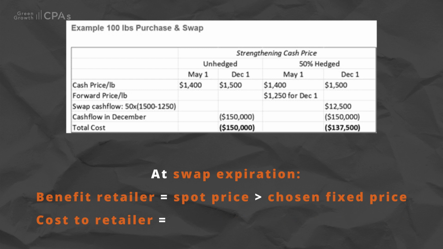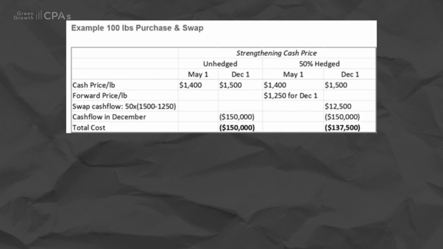In this case, some other market participants, such as a grower, broker, or speculator, agreed to a 7-month swap with the retailer for 50 pounds of cannabis with a fixed price of $1,250 per pound. At expiration, the benchmark spot price was $1,500 and thus above the $1,250, so that the counterparty will pay the retailer the difference between those.